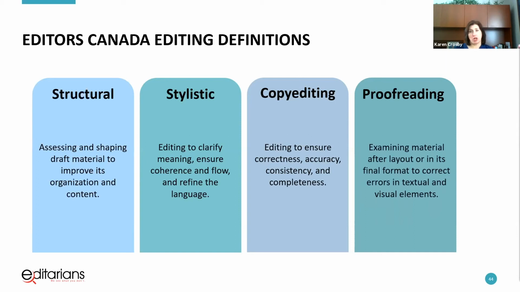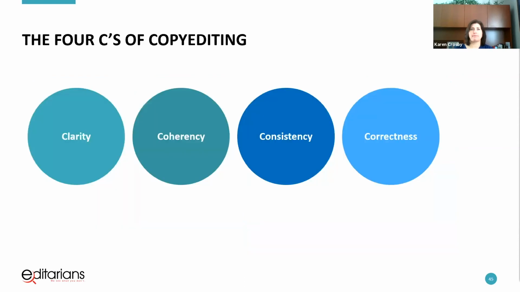When editors talk about proofreading, we're talking about the final step before publication. Proofreading is checking a work after the editing has been completed for minor misses. Proofreading is not a substitute for editing. So let's loop back to copy editing for a moment.